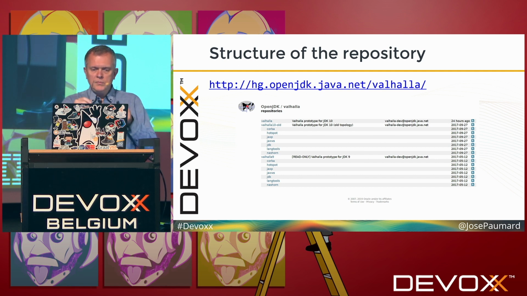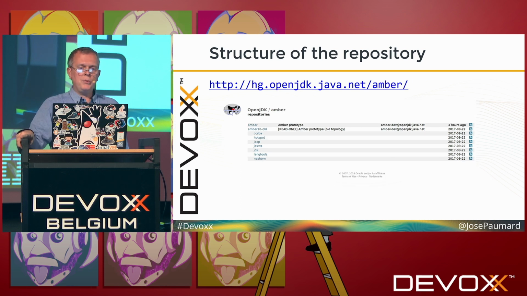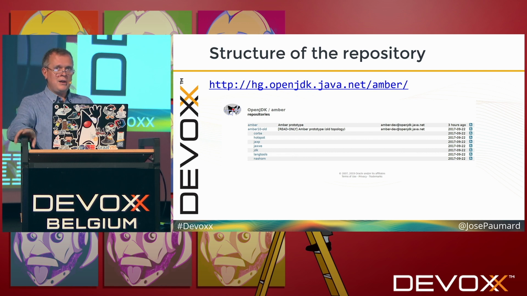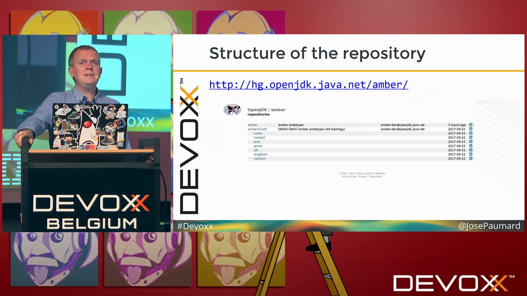So here is the branch for Valhalla, for instance, the Valhalla repository. All right, so you have a set of sub-branches of the Valhalla project there. If you want to know what's on what branch, you need to check the mailing list to know what people are doing on it and what the advancement of the project is. Here is another example, the Amber project. Valhalla is about inline classes, the classes that are going to be laid out nicely in memory. Amber is about adding some new syntax to the Java language.